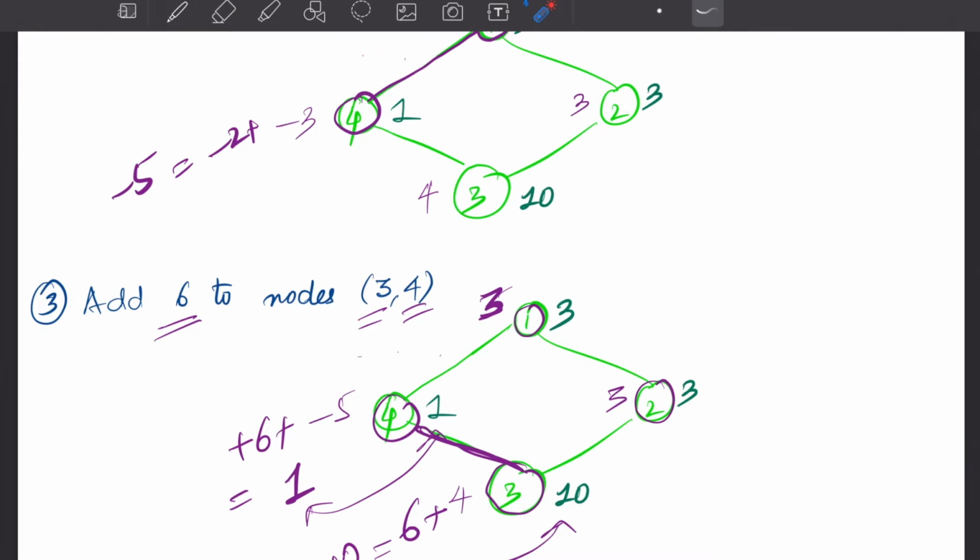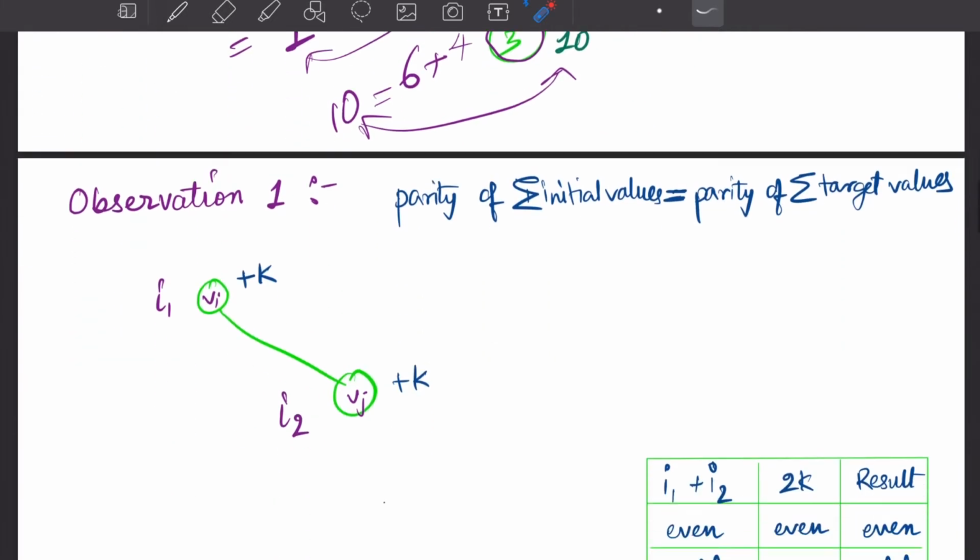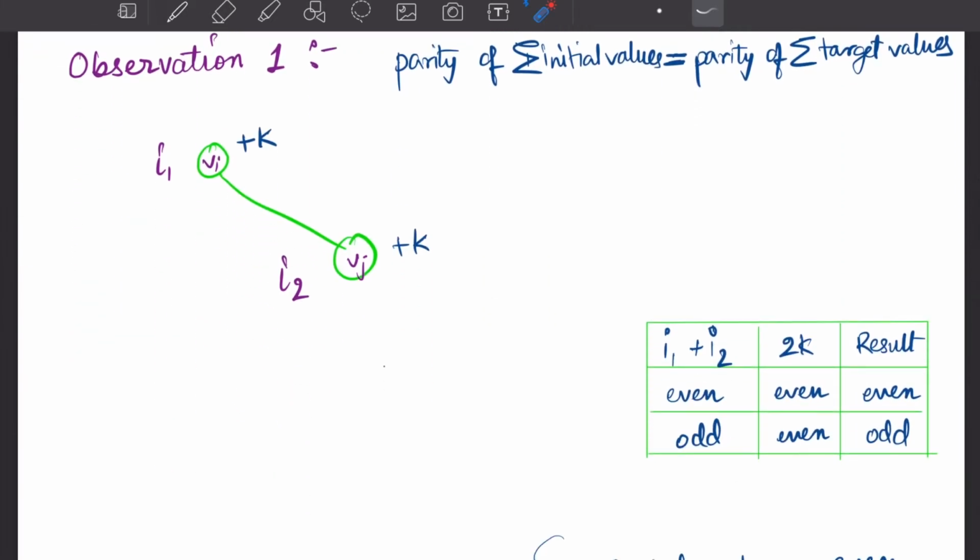The problem statement requires us to print yes or no. So for our case we have to return yes here, and if this was not possible then return no. Now let's see how to solve this problem.